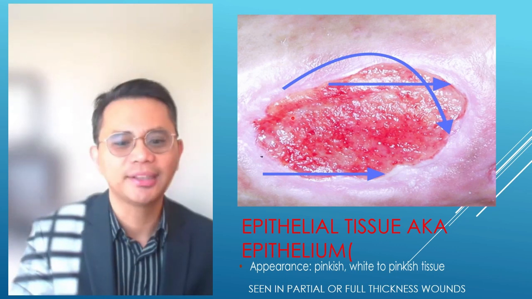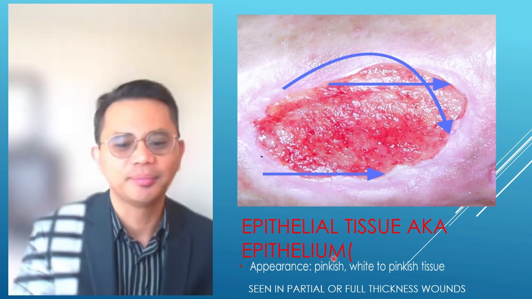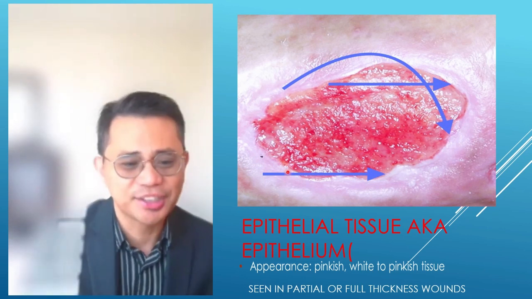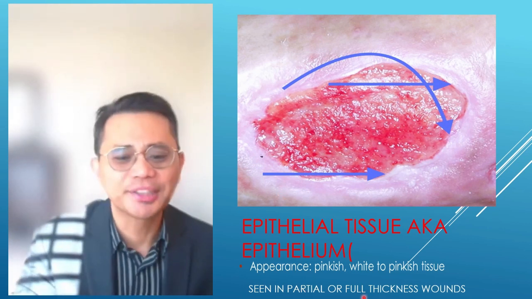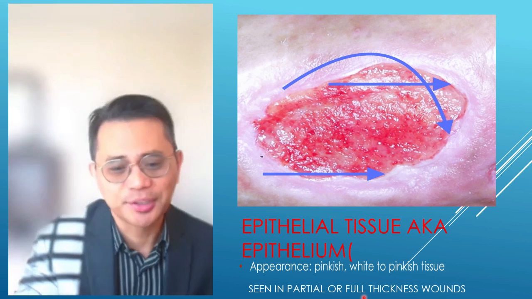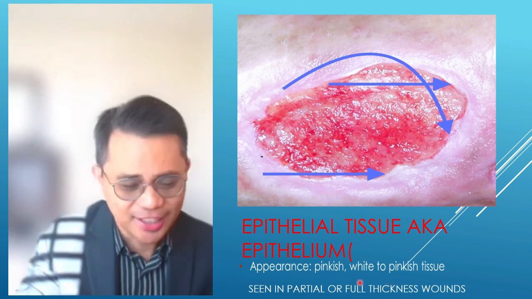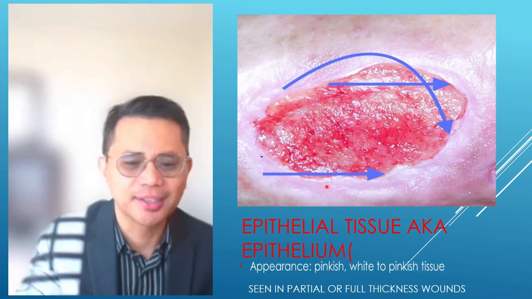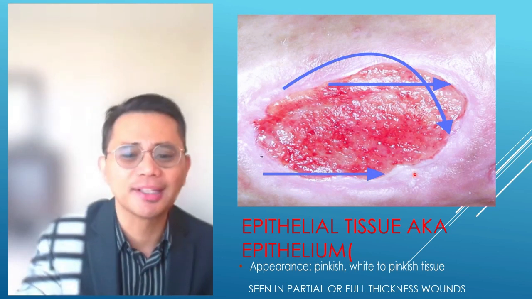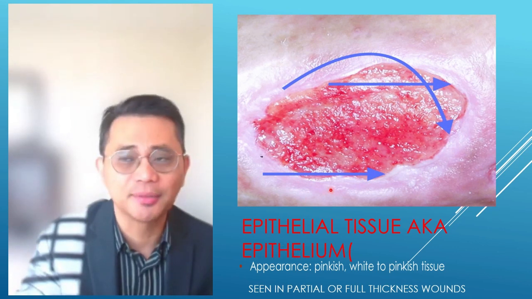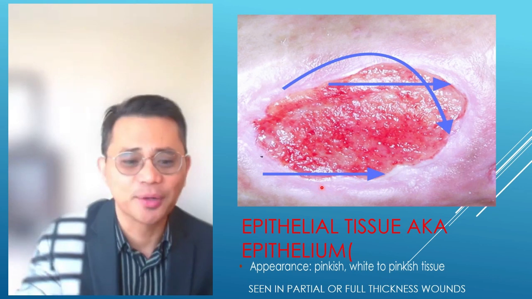And by the way, epithelialization or epithelial tissue is seen in both partial thickness or full thickness wounds. So if you see a tissue being described in a partial thickness wound and they're using epithelialization or epithelial tissue, or also known as epithelium, that is correct.